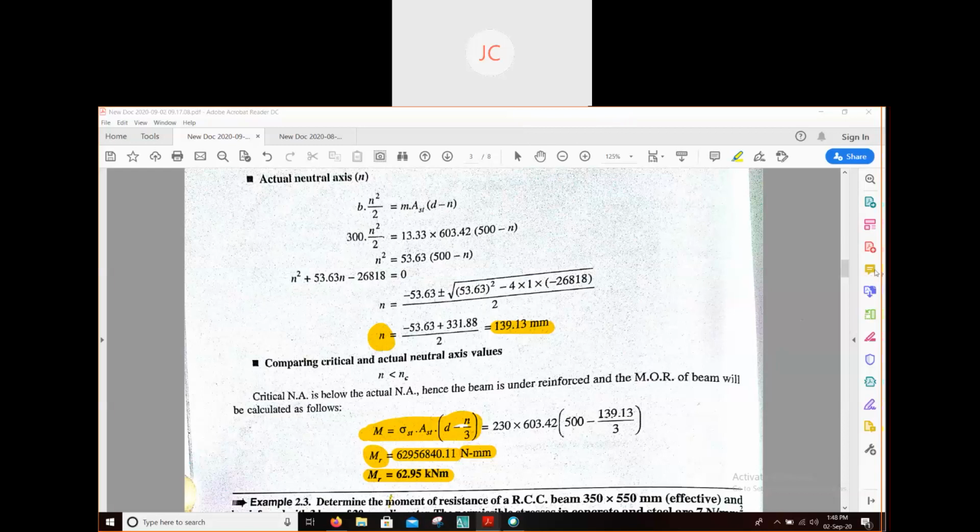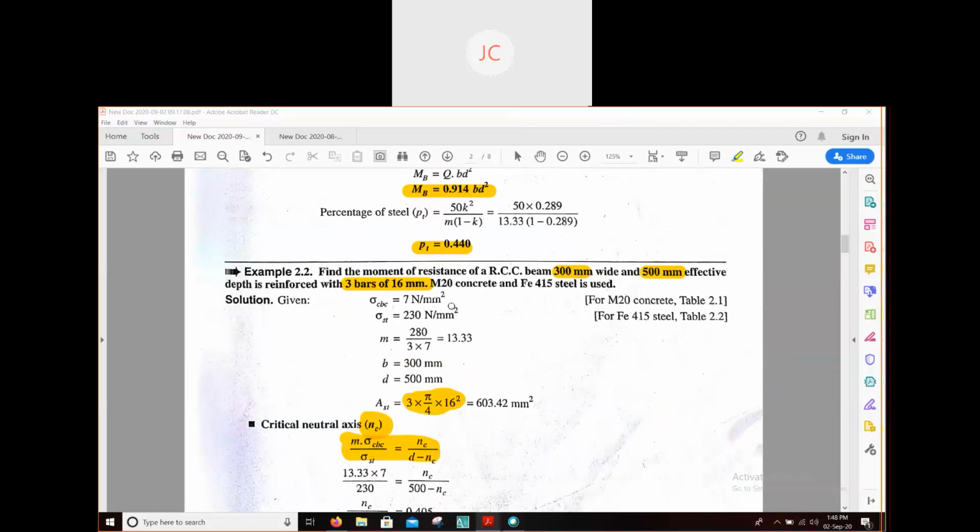Okay, wait, I will explain it again. First read the question. Our final aim is to find the moment of resistance. The moment of resistance of an RCC beam, 300 millimeter wide and 500 millimeter effective depth, is reinforced with 3 bars of 16 mm diameter. M20 grade of concrete and Fe 415 steel are used.